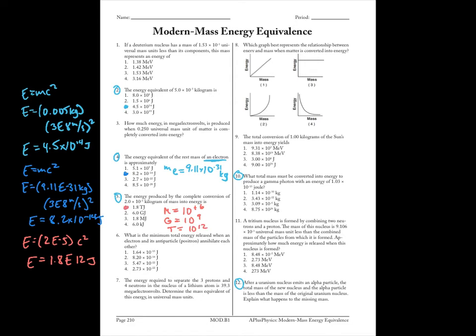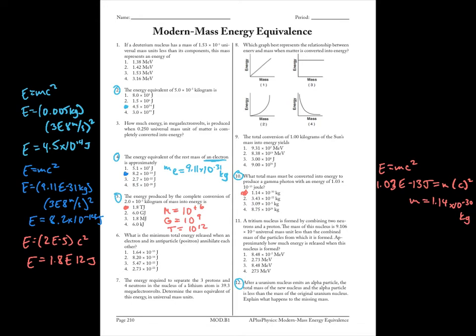Number 10, what total mass must be converted into energy to produce a gamma photon with an energy of that many joules? So this time we're solving for m. It's a really small mass, 1.14 times 10 to the negative 30 kilograms, and that's choice 1. That's really small. Number 12, a uranium nucleus emits an alpha particle.